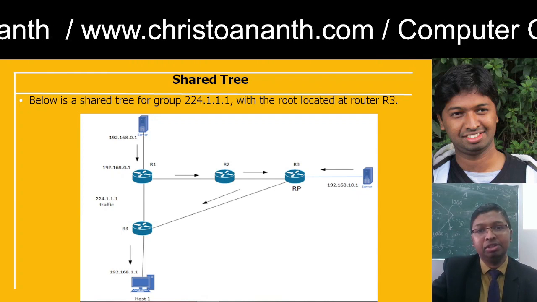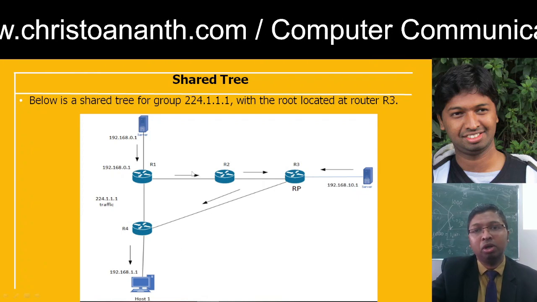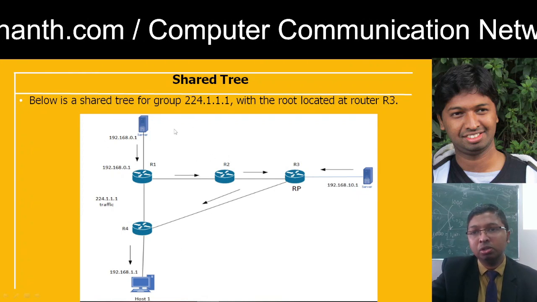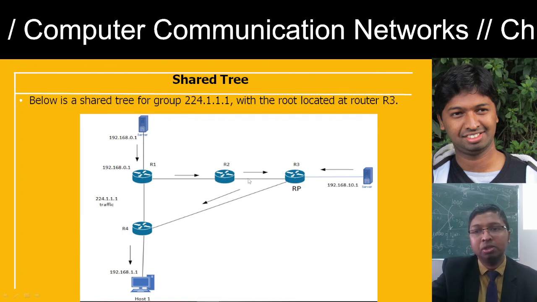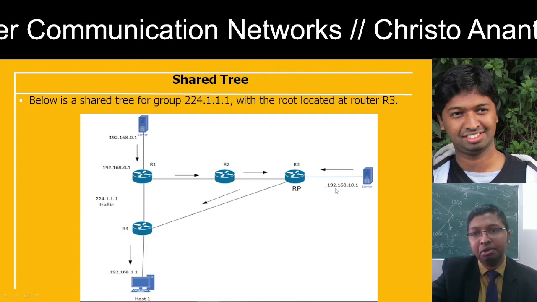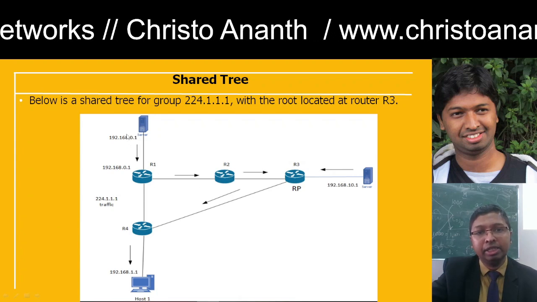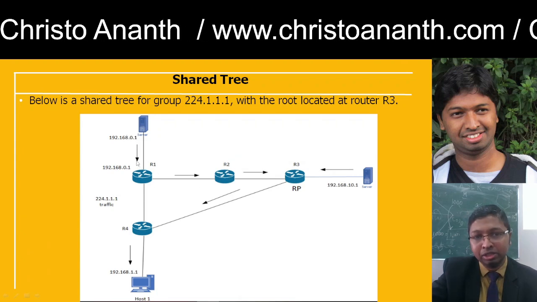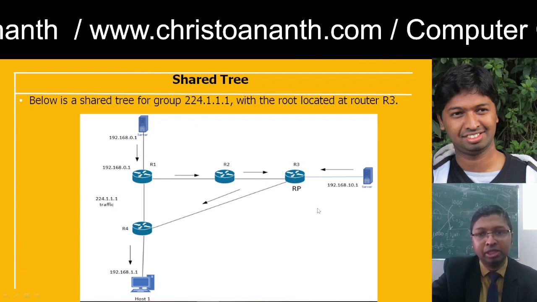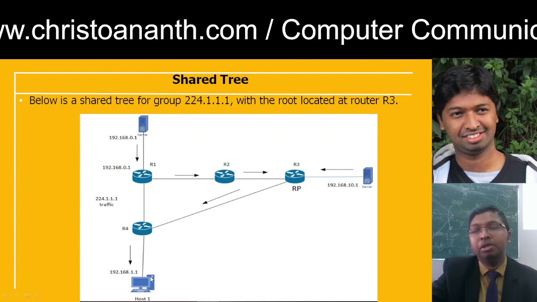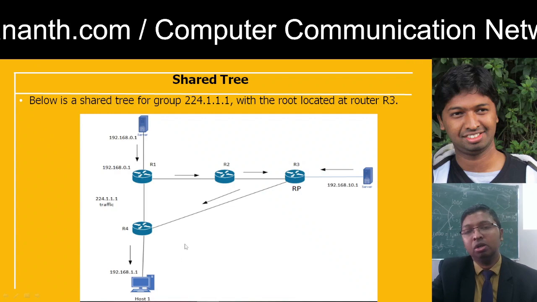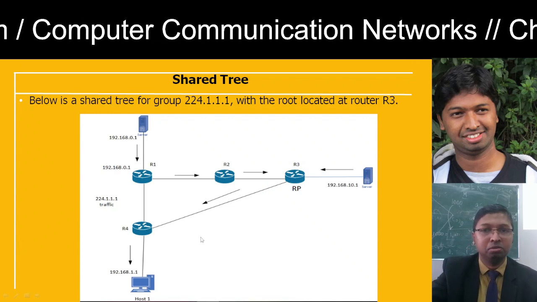So it's a shared tree for the group 224.1.1.1. Here the root is located at router R3. Okay, so 192.168.10.1 is being shared, and 192.168.0.1 is also there. From here it will be going on to the receiver 192.168.1.1.